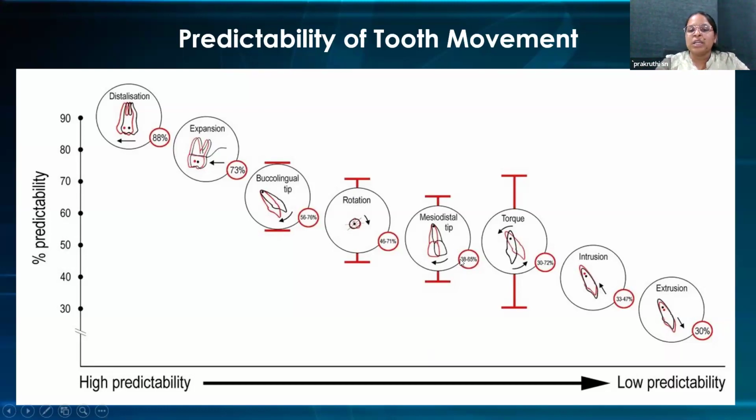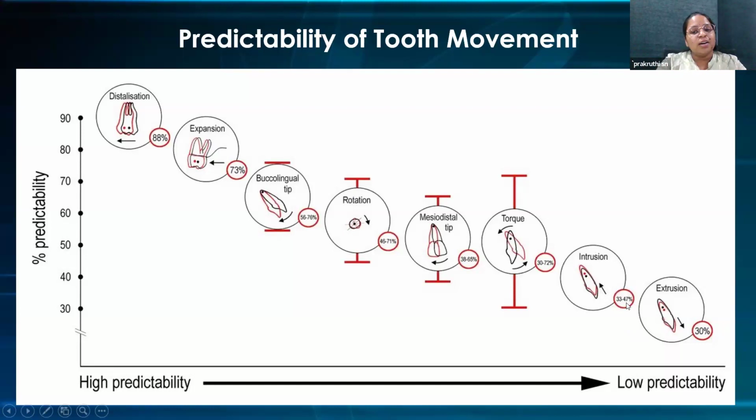Mesiodistal tipping, yes, given a proper attachment, the predictability is around 40 to 50%. Torque also gets expressed, but you can see 30 to 70%. So if you are expecting 20 degrees of torque, you definitely need to incorporate more torque in the plan. Understood, right? So 20 degrees of torque is what you want to see clinically, and somewhere around 40 to 45 degrees you can incorporate in the plan. That's where the role of overcorrection in a plan comes into play.